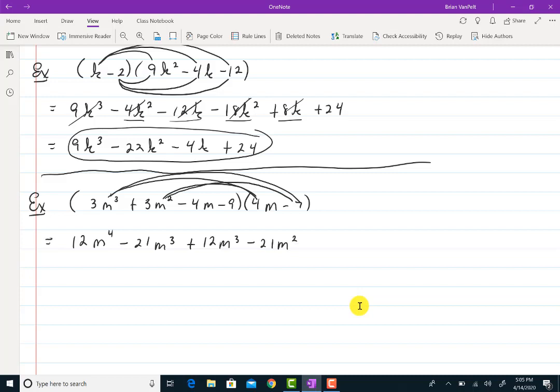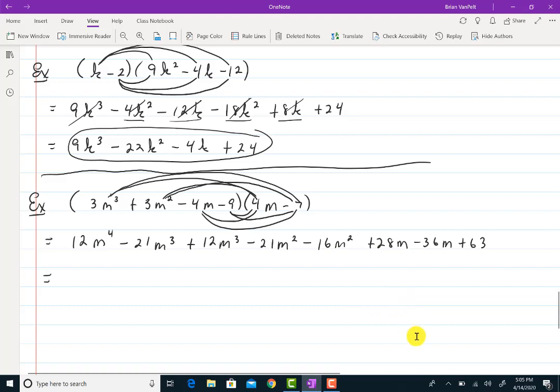Now I'll move on to the negative 4m. Negative 4m times positive 4m is negative 16m squared. And then negative 4m times negative 7 will be positive 28m. And then I'm finally ready for the 9. Negative 9 times 4m will be negative 36m. And then negative 9 times negative 7 will be positive 63.